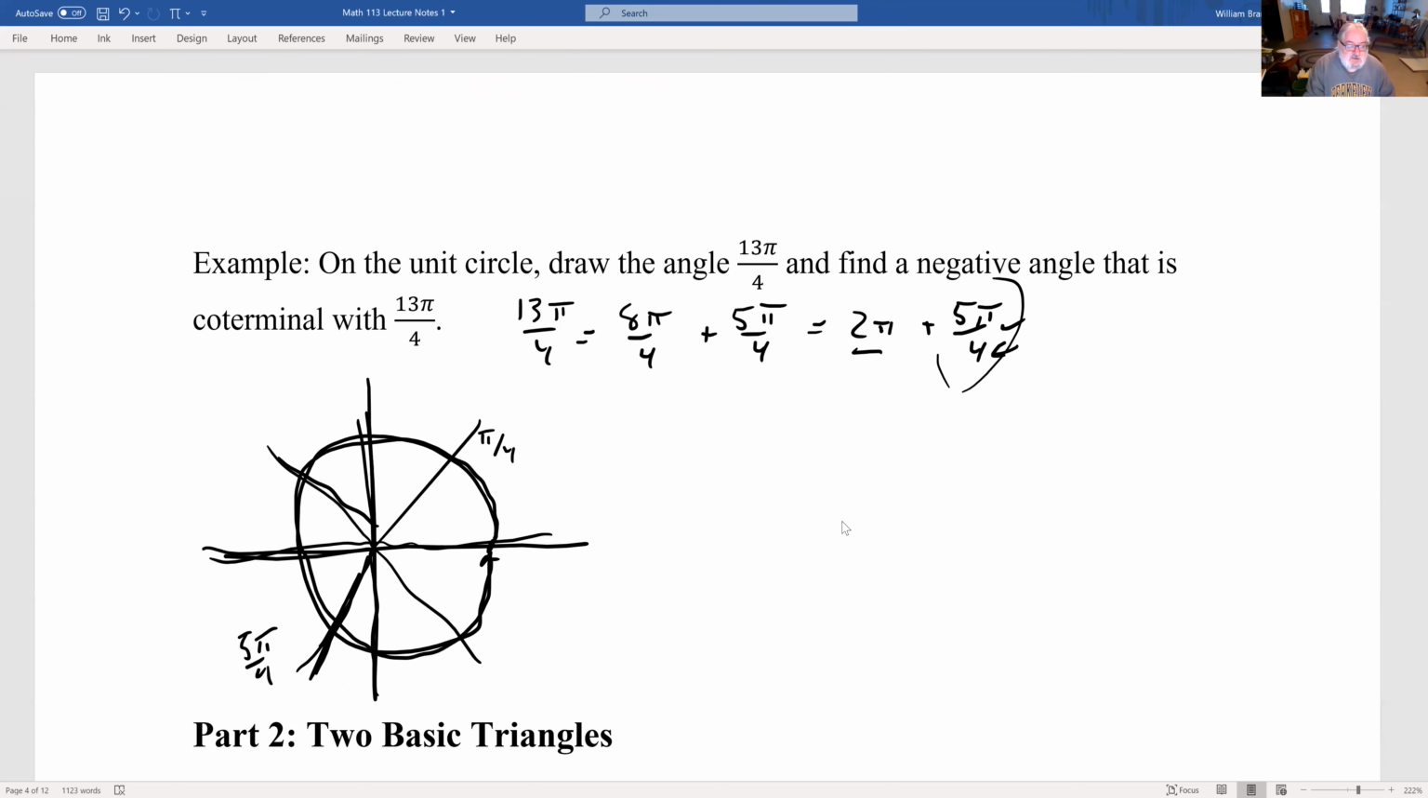Great. So what's a negative angle that's coterminal with that? Well, 5 pi over 4 is going this way around the circle. If I went this way around the circle, I would have a negative angle. That gives me the same angle there. So what's this angle? Well, 1, 2, 3. So it's minus 3 pi over 4, the minus sign because we're going in that particular direction.